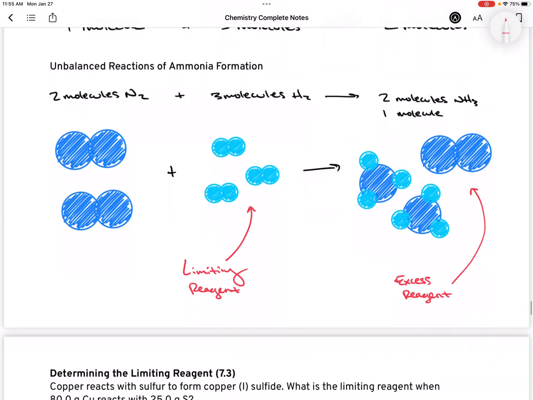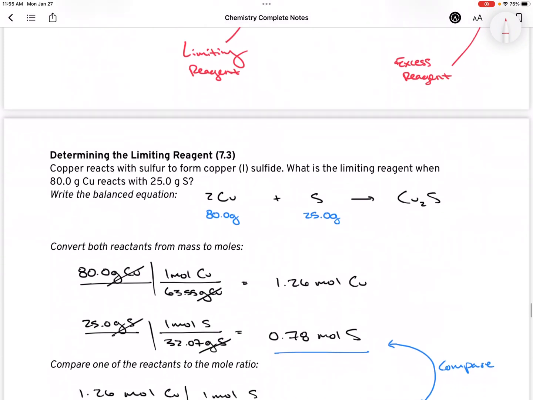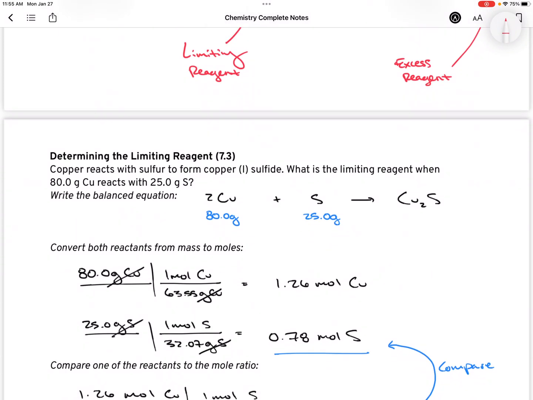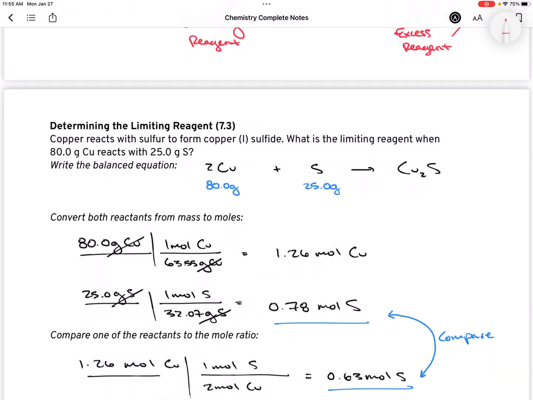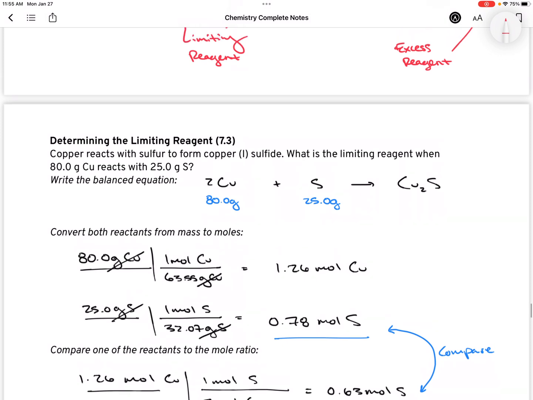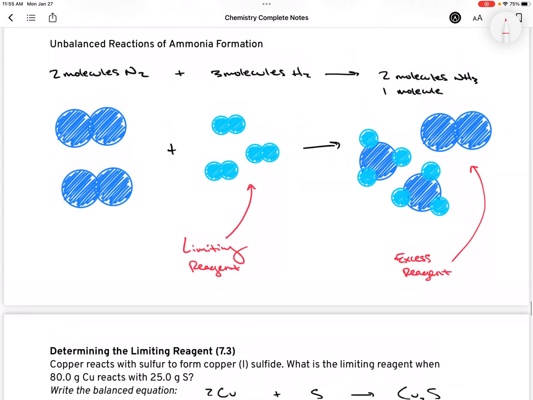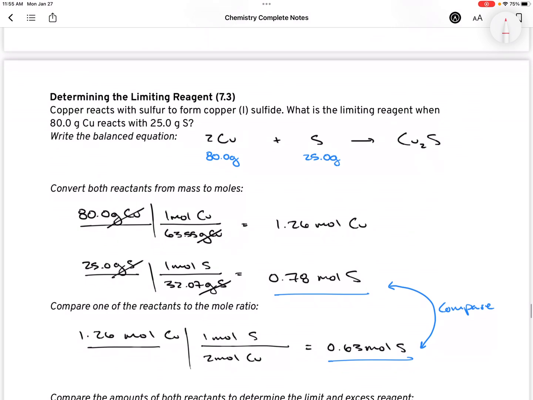Down below, let's actually apply this concept of a limiting reagent. A reagent is basically a part of a reaction. For example, up here we have hydrogen and nitrogen reacting together. They are both what we call reagents that are part of the reaction, on the reactant side. Now, in this example, copper reacts with sulfur to form copper(I) sulfide.